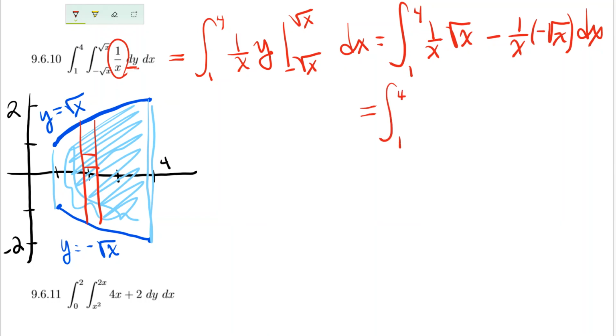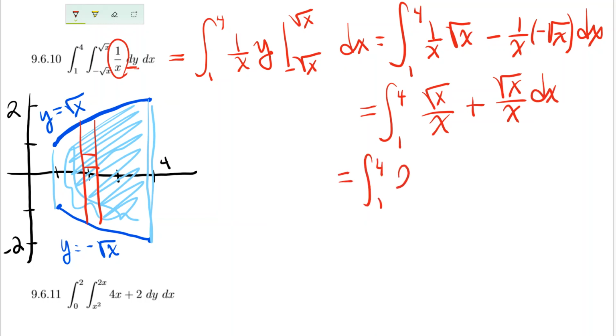Pen's working nice today. Now that I've said that, it's for sure going to screw up. So this is the square root of x over x minus, that's a plus, square root of x over x. Oh, I have two of the same thing. Okay. So I really have two square roots of x over x. And I should be able to reduce this, because this is x to the 1/2, and this is x to the negative 1. So, hold on. I'm just going to make this easier.